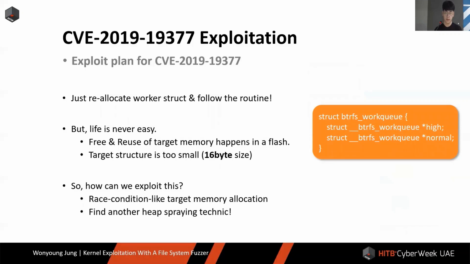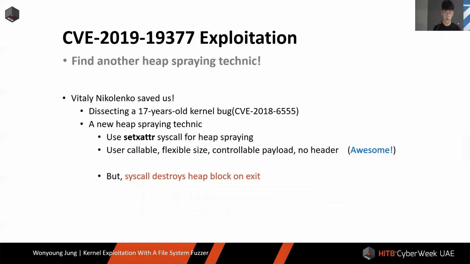It sounds easy. Just reallocate the worker structure and follow the routine. But there are some problems. First, free and reuse of the target structure happens in a flash. Secondly, the target structure is too small, only 16 bytes. So we use a race condition like allocation and find another heap spraying technique. And we could find another spraying technique in detecting a 17-year-old kernel bug. Vitaly uses a new heap spraying technique for 16 byte spraying.